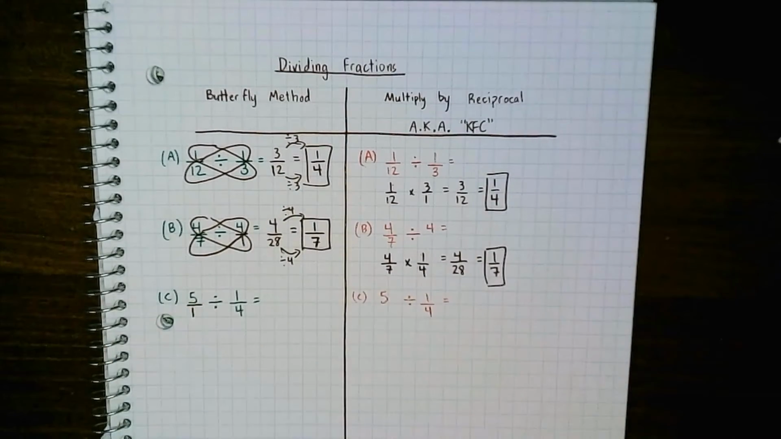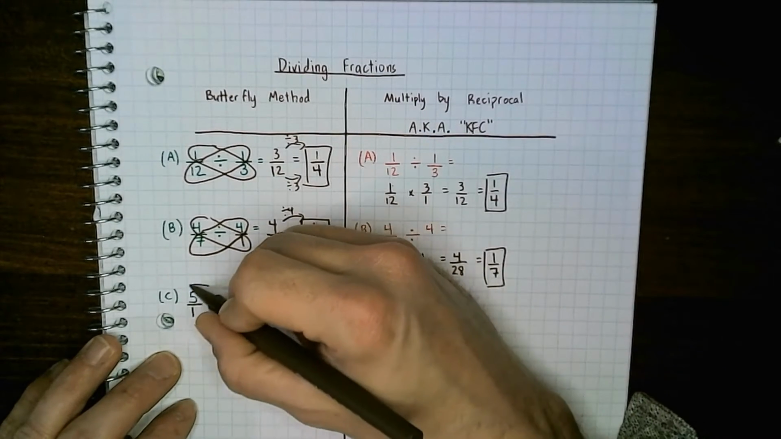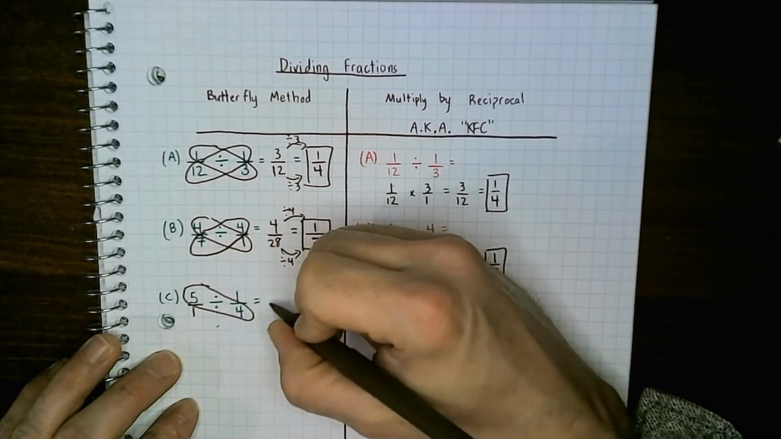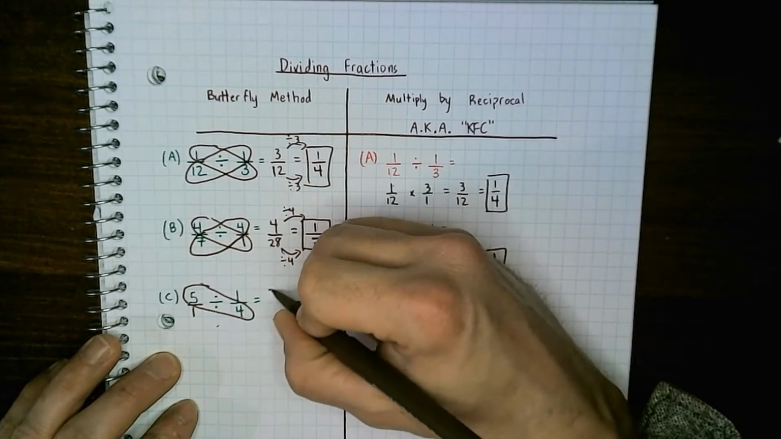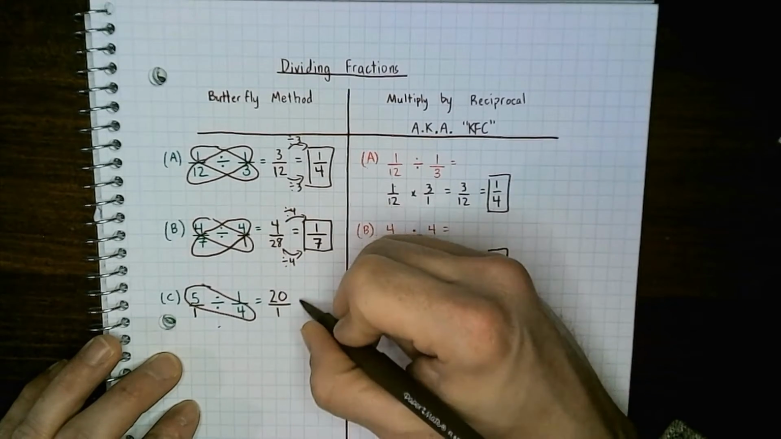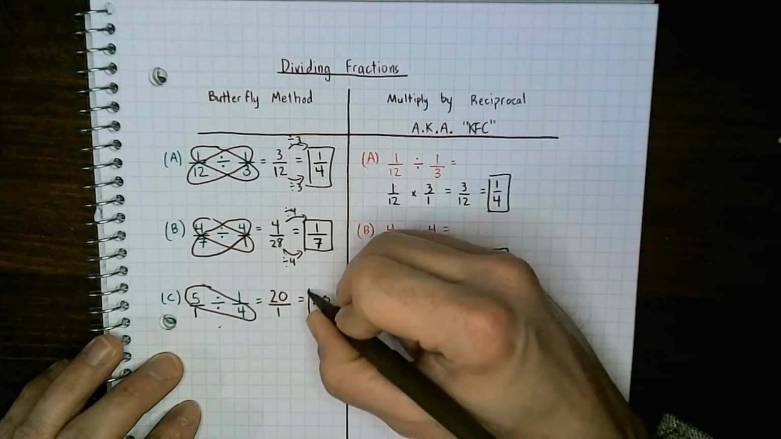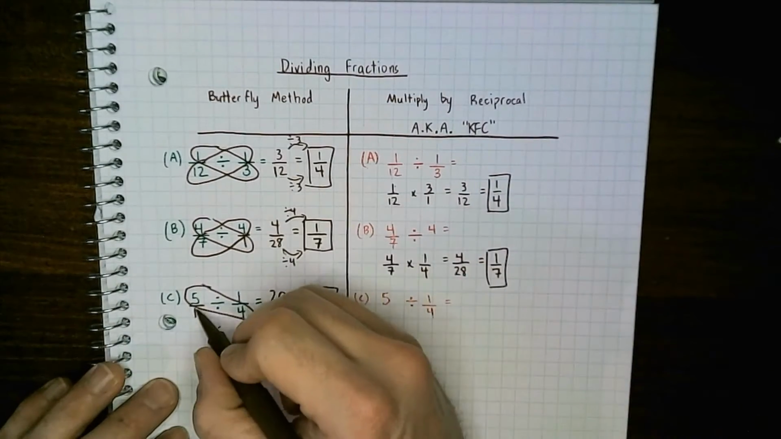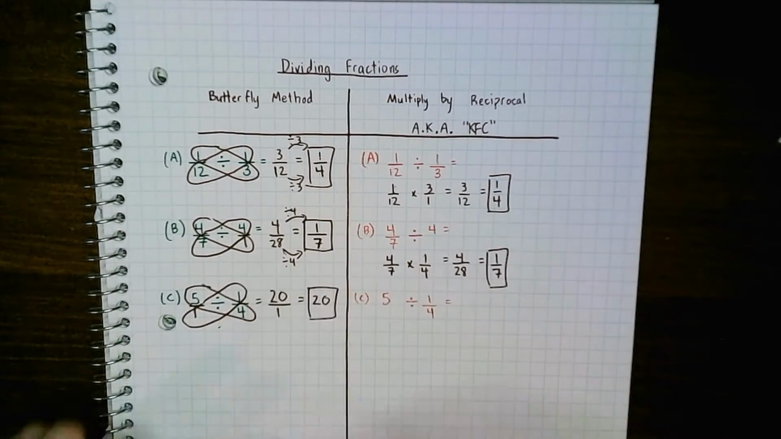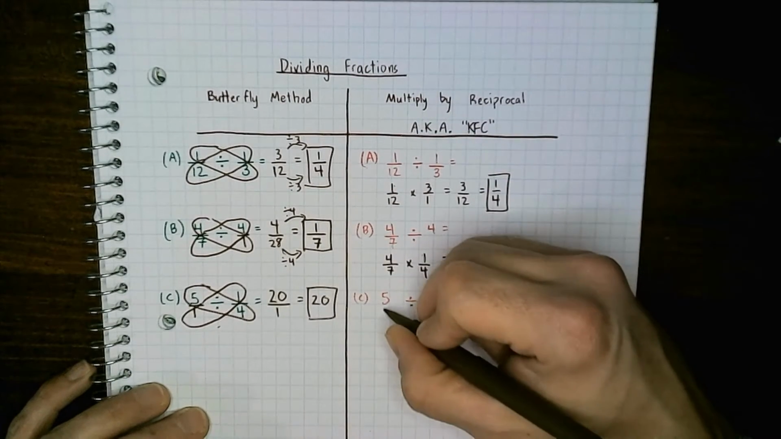So last problem here, we've got 5 divided by 1/4. I need to put a 1 underneath my 5, and now I'm going to do my butterfly method. And I get 5 times 4, well, I know that's going to be 20. 1 times 1 is just going to be 1, and of course 20/1 simplifies to 20. Pretty straightforward there. Whoops, I forgot my butterfly wing there. Okay, pretty straightforward.